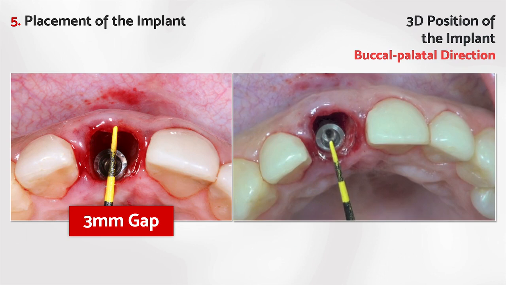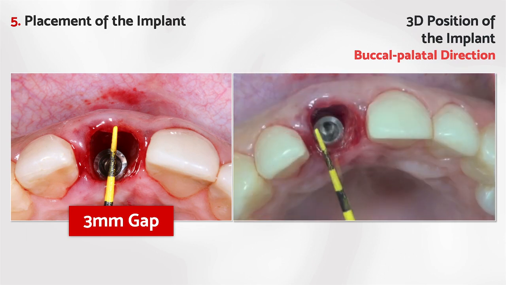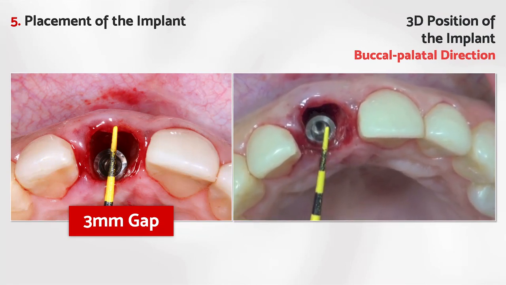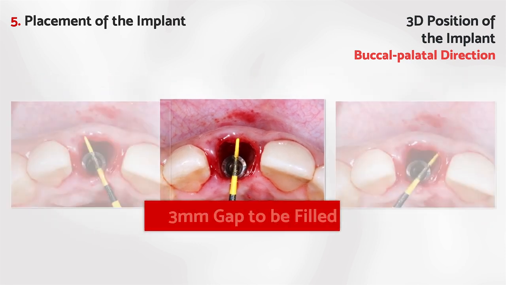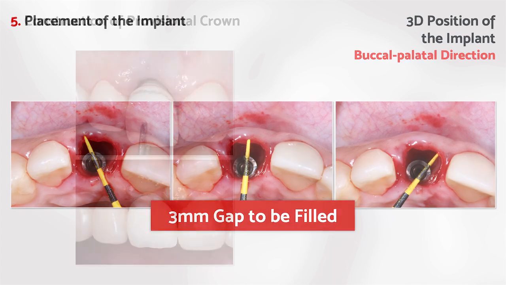So the implant was placed, and we check in the patient's mouth the 3 millimeters of gap at the center of the implant, at the mesial and the distal direction. Just a confirmation of the gap in all directions. So you can see here 3 millimeters of gap to be filled because we are treating an intact socket. So this case requires the gap filling.